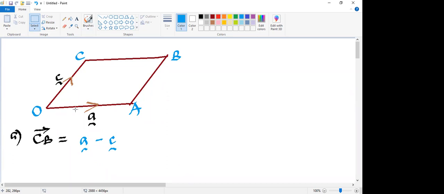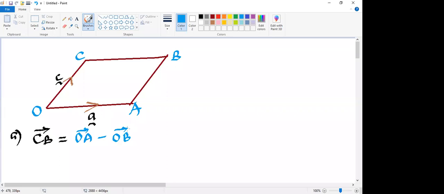Musa? Yes, what I think CB is OA minus OC. To me, that's what I think. CB is OA minus OC, minus OB, like that. I don't know whether you can explain that.